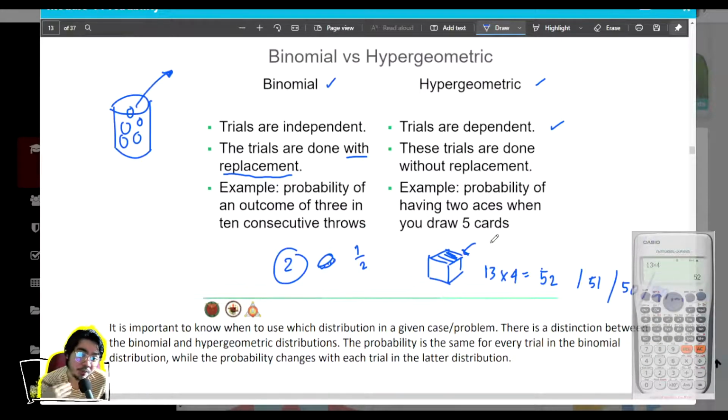But if for example, I ask you to take a card, tapos tingnan mo, tapos next trial ko, before I do the next trial, pakibalik yung card sa deck. So pag ganun, trials are independent. So magiging binomial naman siya pag ganun. Okay? So always just remember, if it's with replacement or done without replacement, or easiest way siguro is look at the sample space. Kung nagbago yung sample space trial to trial, then it's hypergeometric. Kung hindi siya nagbago yung sample space trial to trial, then binomial.